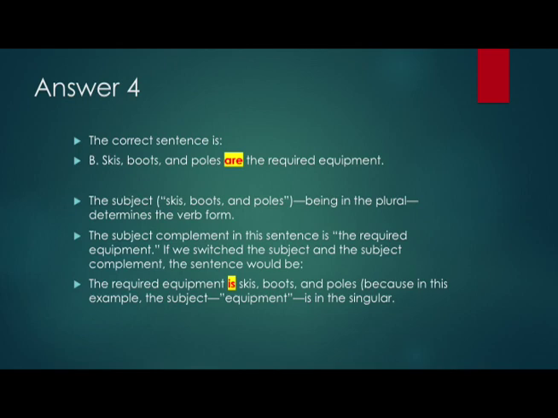So if we switch the subject and the subject complement, which we could in this sentence, that sentence would be the required equipment is skis, boots, and poles. Because again, in this example, the subject equipment is in the singular. So just always remember, as long as you can analyze what the subject is and whether it's singular or plural, you'll be fine.